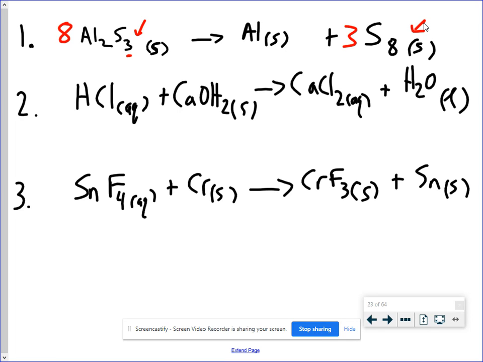Okay, awkward pause over. 8 times 2 is 16. So we need 16 right there. Now, we're balanced. Okay, let's take a look at the second problem.